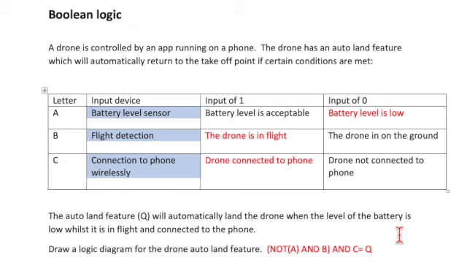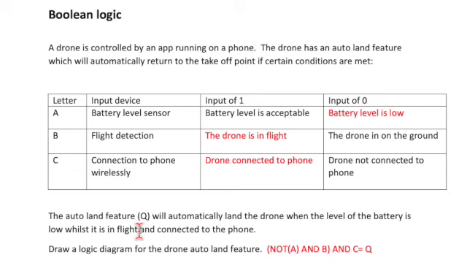Now let's look at some notes that I've made on this exam question. First of all, I have highlighted in red the conditions that would be required to land the drone automatically. So let's take the input A, which is the battery level sensor. If we look at our definition, it tells us that when the level of the battery is low, so we're looking for a low battery, so I've color coordinated that as red. That is the condition of the battery that we would require for the auto land.